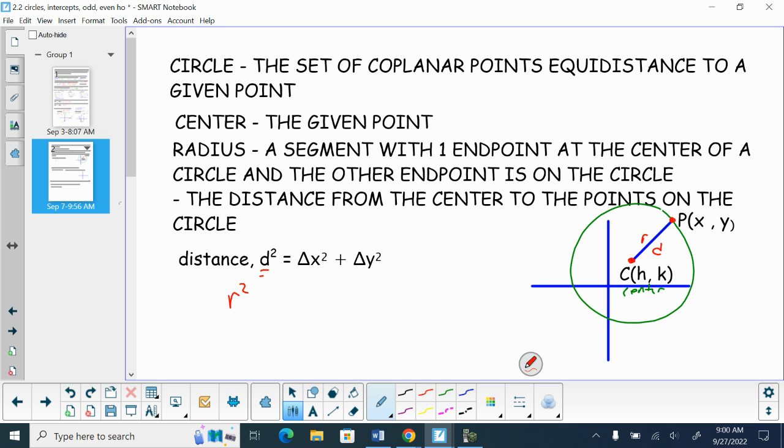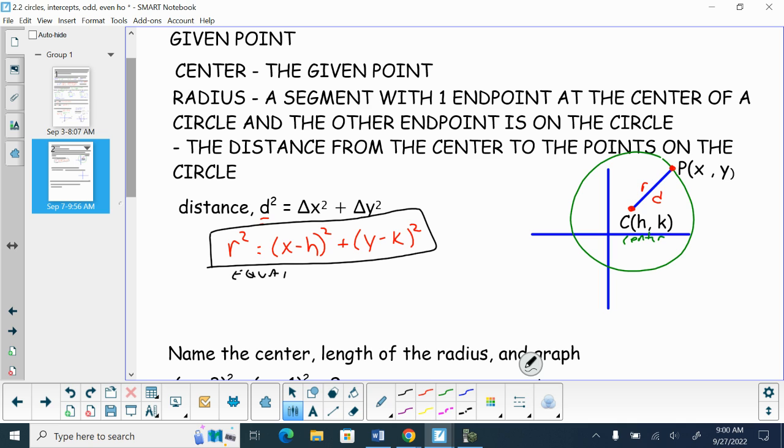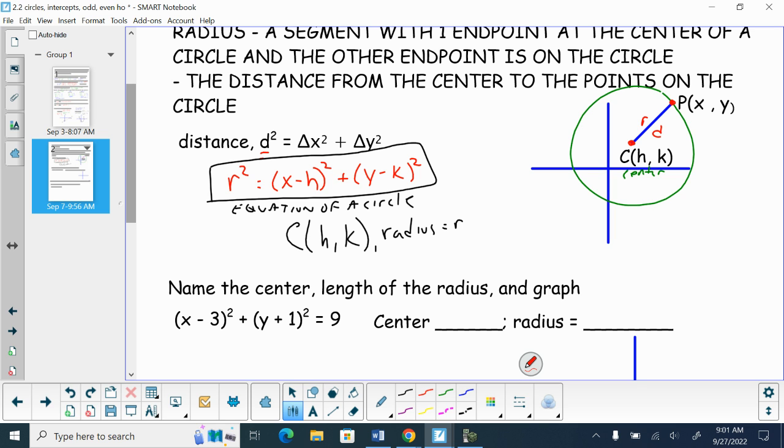So we have a radius squared is equal to my change in x, which is the subtraction of my two x values, (x minus h) squared, plus the subtraction of my two y values, which is (y minus k) squared. And this here is a base equation to a circle with a center point at (h, k) and a radius of r. So whatever is being subtracted from x, that's my x center point. Whatever is being subtracted from y is my y center point.